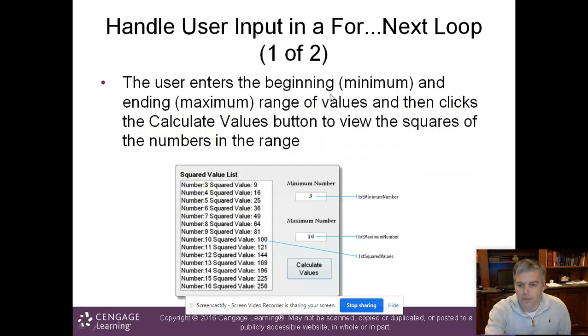In this example, we started with 3 and ended with 16. So we took 3 times 3 is 9, 4 times 4 is 16, 5 times 5 is 25.